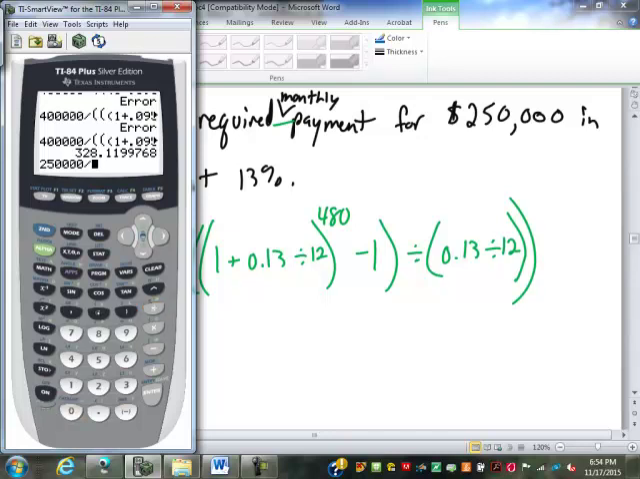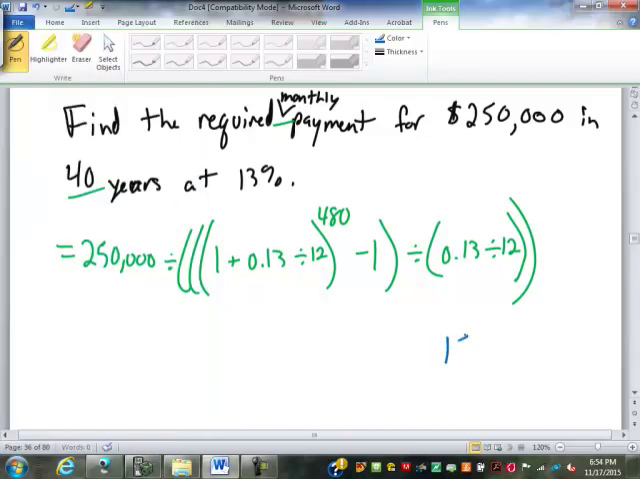$250,000 divided by 1 plus 0.13 divided by 12, the power of 480, minus 1, close, divided by 0.13 divided by 12. Close and close. We get $15.45.